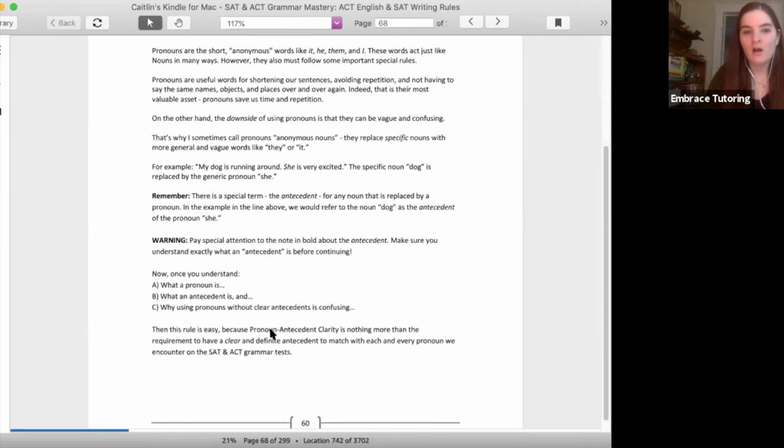Okay, so this rule is in general pretty easy. It just means that you have to have a clear and definite antecedent to match with each and every pronoun that we encounter on the SAT and ACT test. There will be a clear antecedent in the text somewhere. You have to find it in a lot of cases.